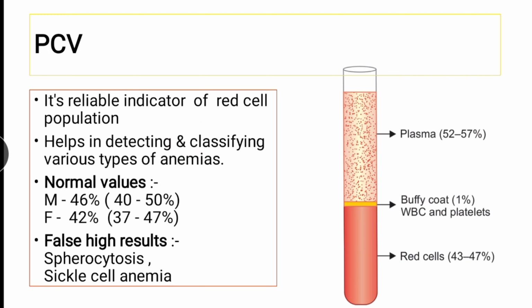Normal values: males have 46% and females 42%. In ranges, males have 40 to 50%, and females 37 to 47%.